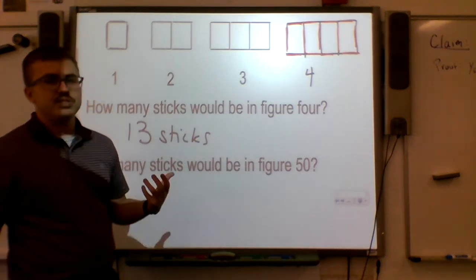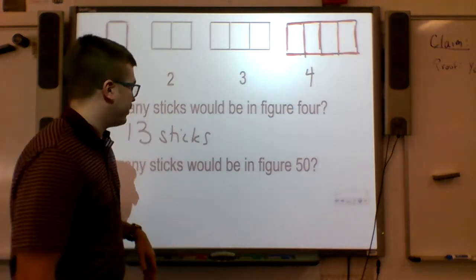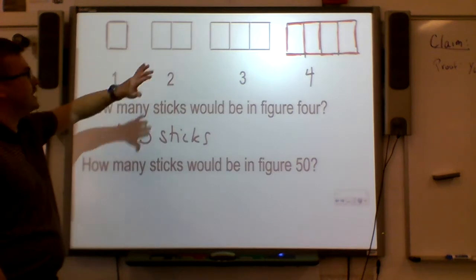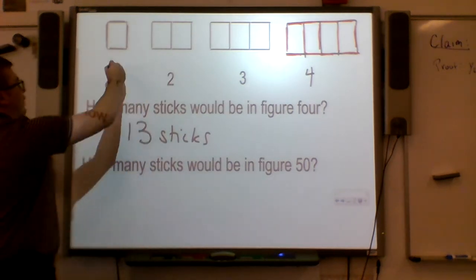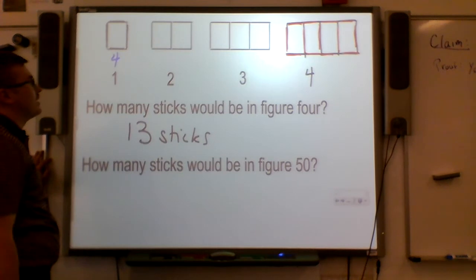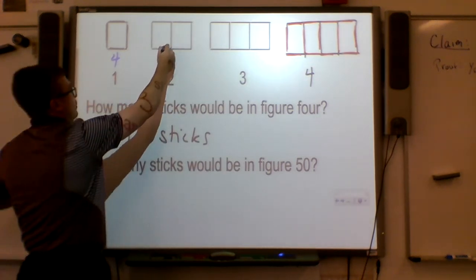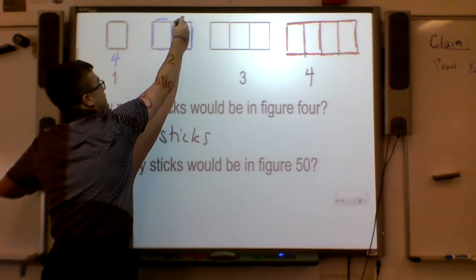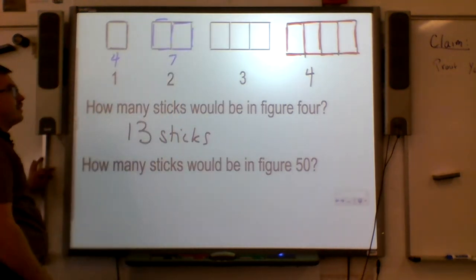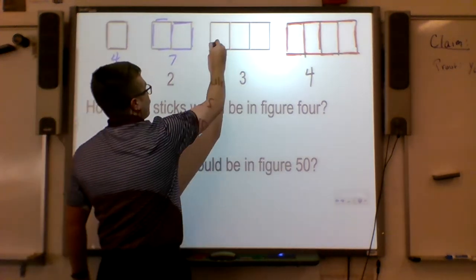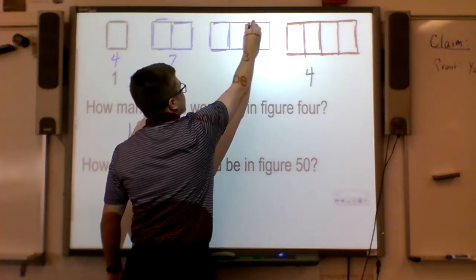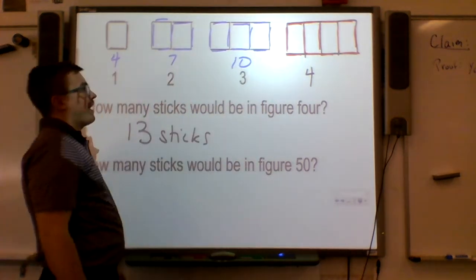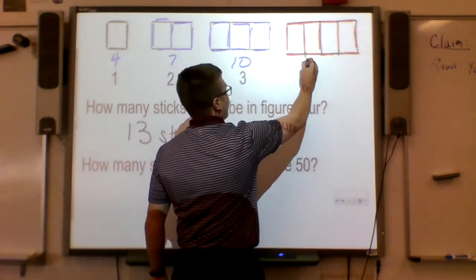All right, so I'm going to walk us through how we get that number. So the first thing I'm going to look at is the total number of sticks in each figure. Figure number 1 is easy. There are 4 sticks in figure number 1. In figure number 2, if I count them, I've got 1, 2, 3, 4, because I've got the original box, 5, 6, 7. So there are 7 there. In figure number 3, I've got 1, 2, 3, 4, 5, 6, 7, 8, 9, 10. In figure number 4, we already said that there are 13.